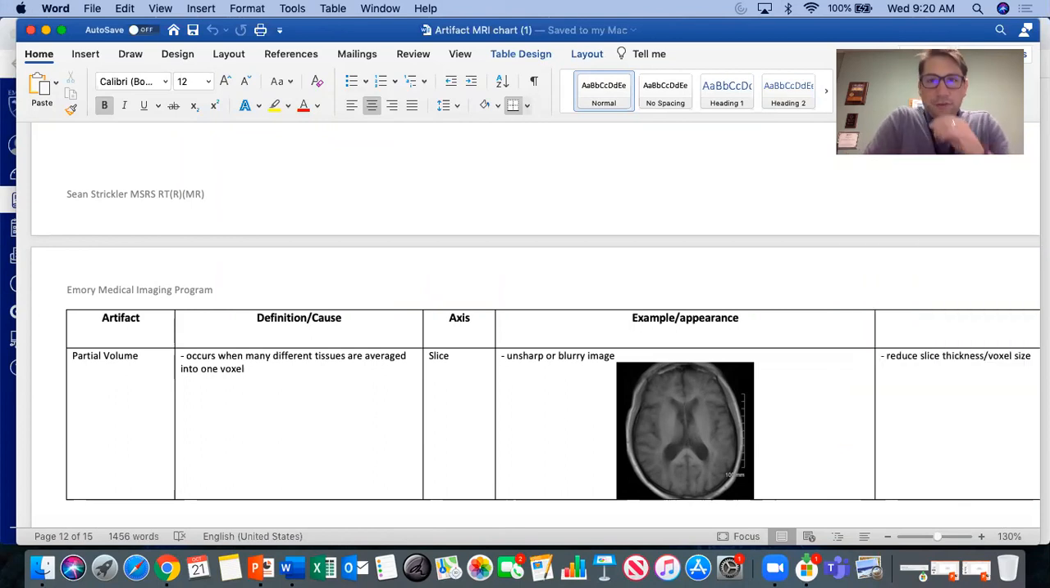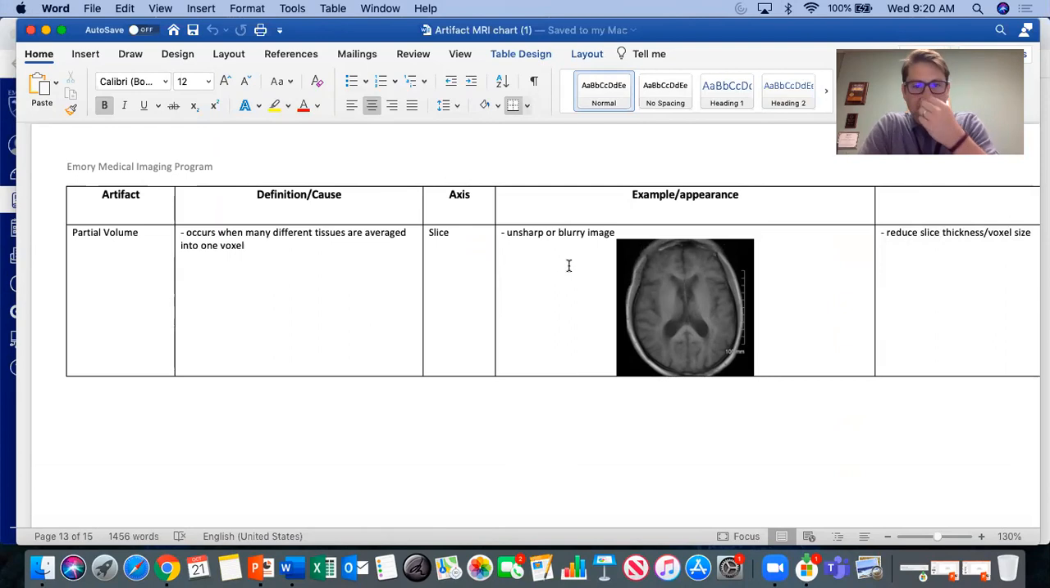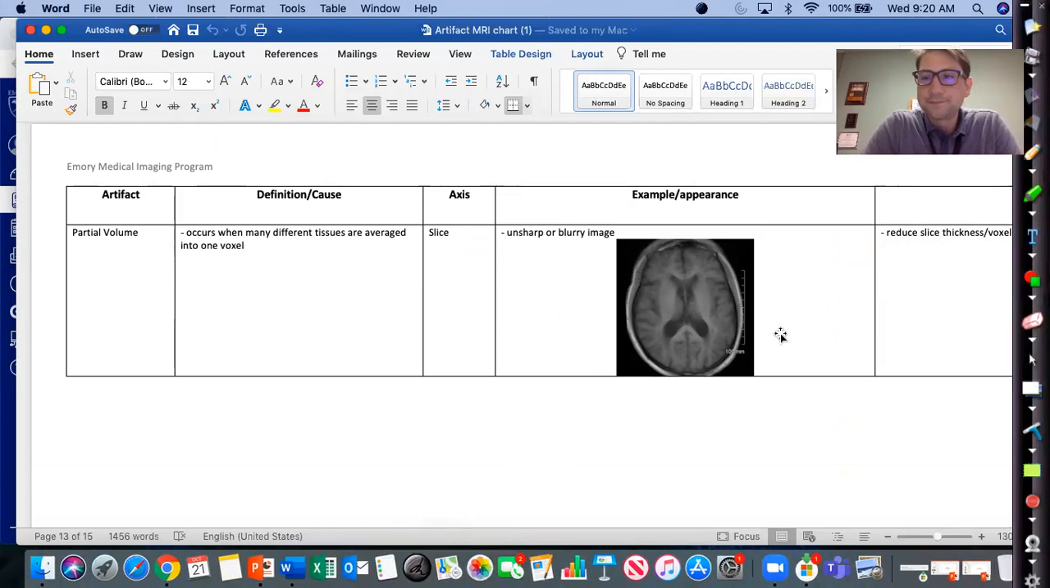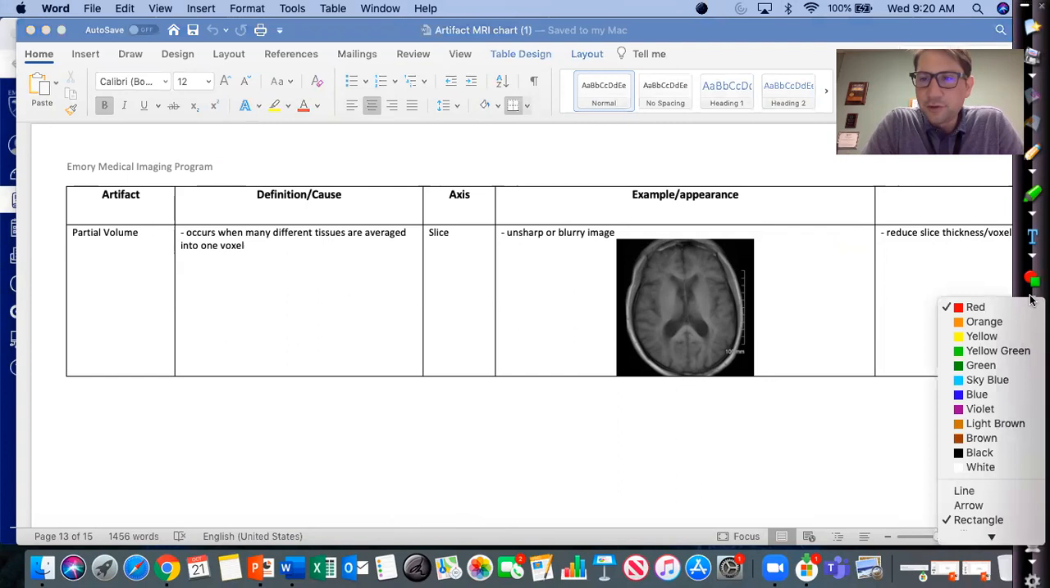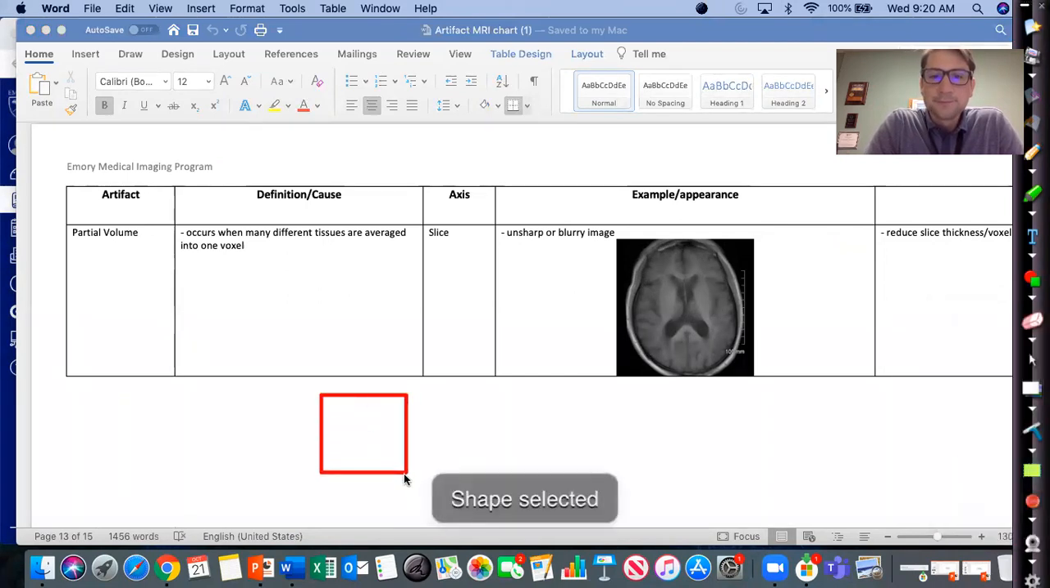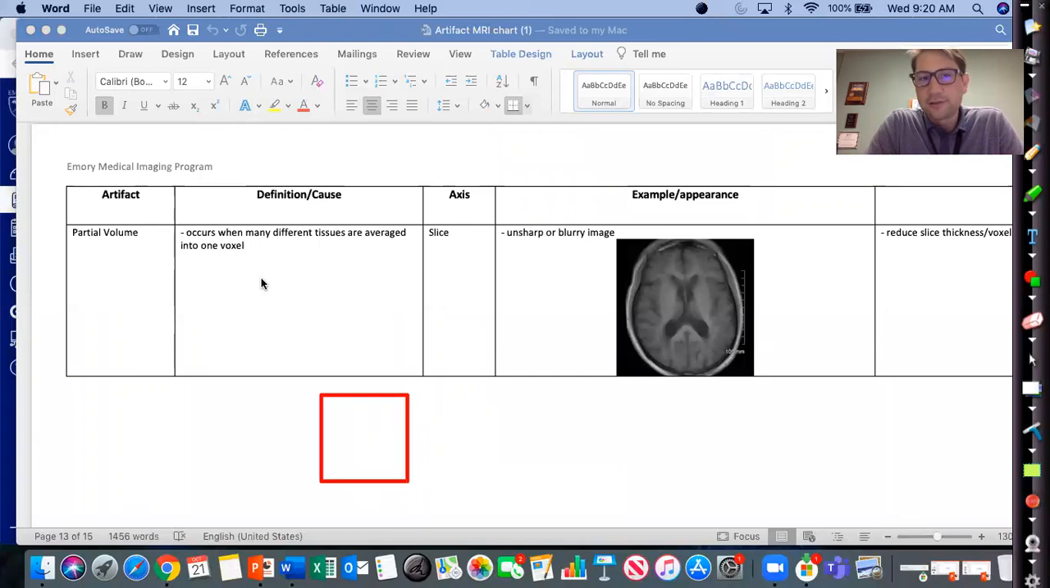All right, moving right along. Next one is called partial volume artifact. So I'm going to do some drawing here. Okay, so this occurs when many different tissues are averaged into one voxel. So let's draw a little bit. Let's do a little rectangle here. So imagine this is our voxel. I say voxel, but we know that a two-dimensional voxel is a pixel. So let's just imagine this is two-dimensional.